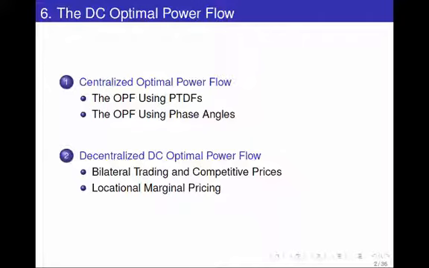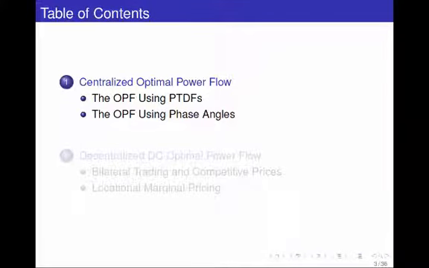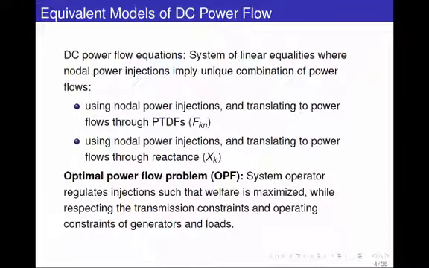So this result that we saw 2 weeks ago generalizes in the case where we have constraints on power flow. So I'm going to start first with the centralized problem. We're going to look at its KKT conditions, and we're going to look at two different formulations of the problem. So, like I mentioned a couple of slides ago, the optimal power flow problem is the economic dispatch problem with transmission constraints.